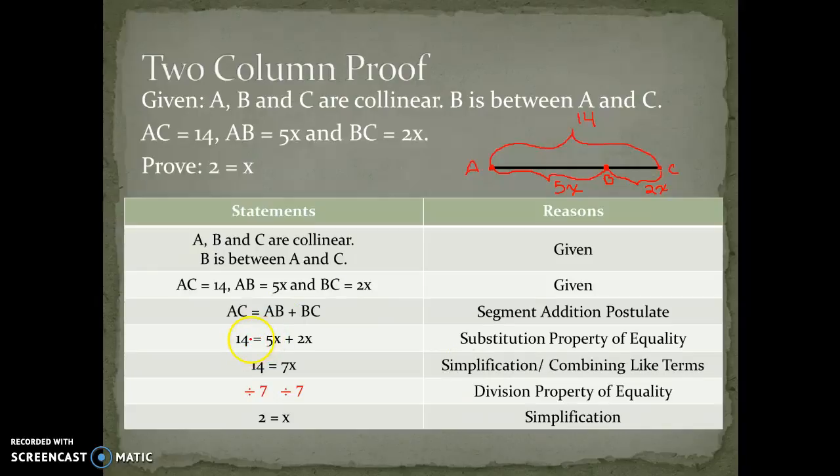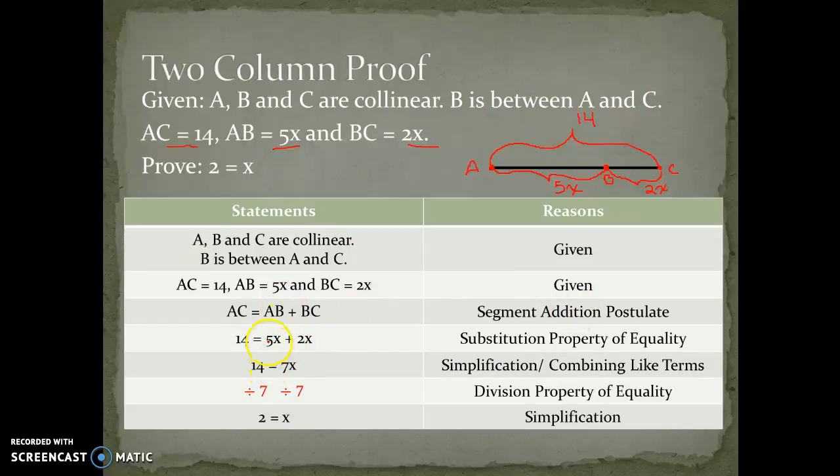The next thing we do is we turn AC into 14, because that was given. We turn AB into 5x, because that was given. And we turn BC into 2x. That was also given. So that change is what we call substitution from those given lengths.